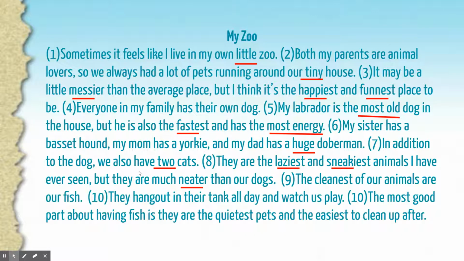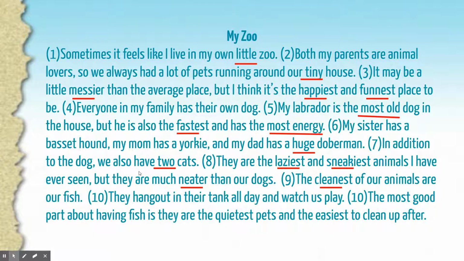Sentence 9. The cleanest of our animals are our fish. You should have said cleanest. So it's comparing the fish to all of the other animals, which is more than 2. We added EST. They hang out in their tank all day and watch us play. There's no adjective in there.